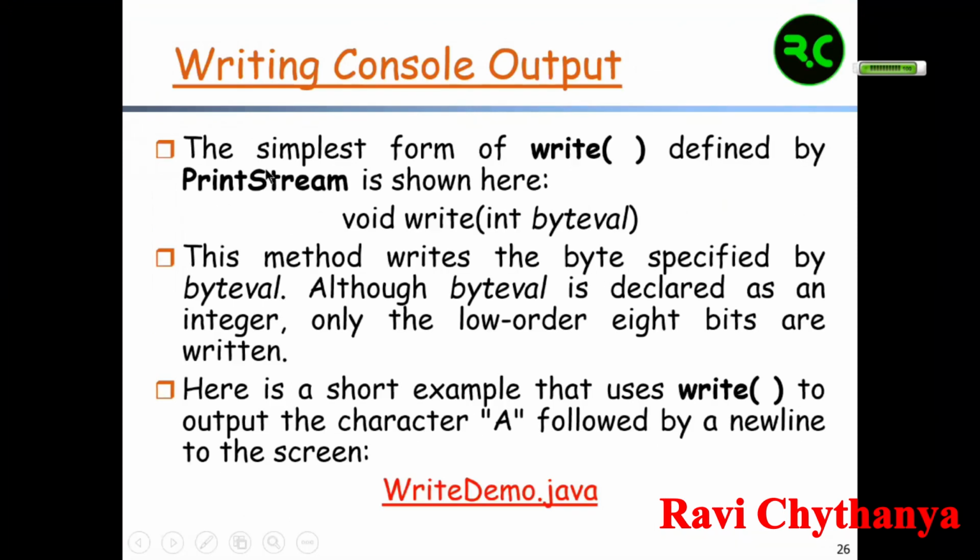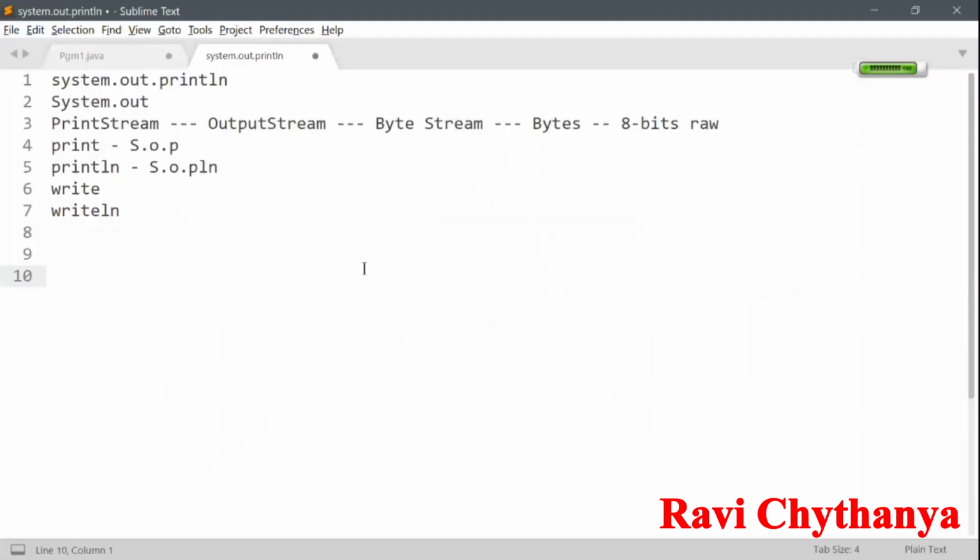The simplest form of write defined by PrintStream is write(int byteval). This method writes the byte specified by byteval. Although byteval is declared as an integer, only the lower order 8 bits are written at a time. So if I have a PrintStream object ps, I am going to use ps.write(byteval).